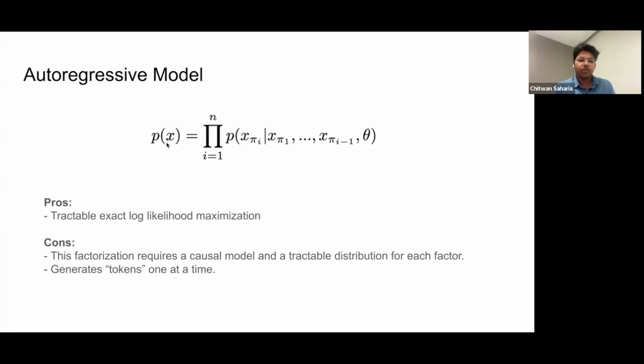Another disadvantage of autoregressive models is that during generation, it's a very slow process because you can only generate one token at a time. And that also happens to be the case because of this causal masking that we apply.